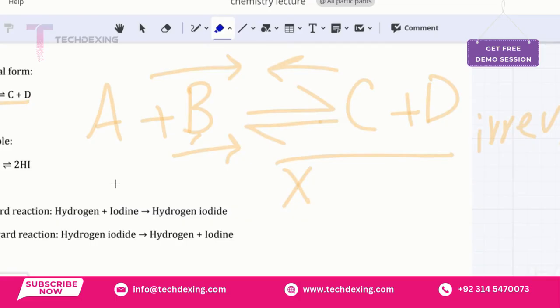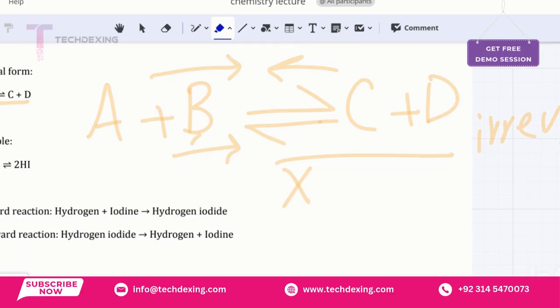So whenever they both are converting with the same constant speed, you can say the reaction is in chemical equilibrium. The forward reaction and the backward reaction happen at the same time. Alright, hope you understand it.